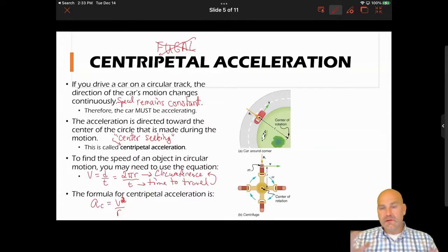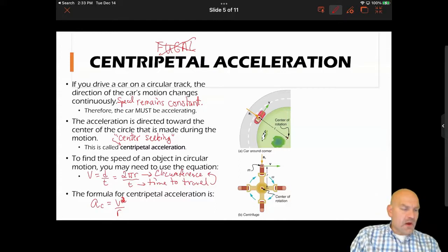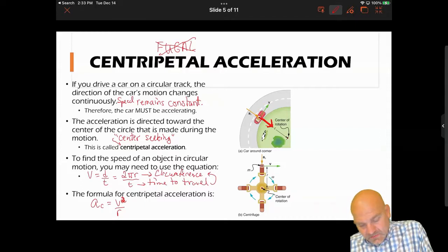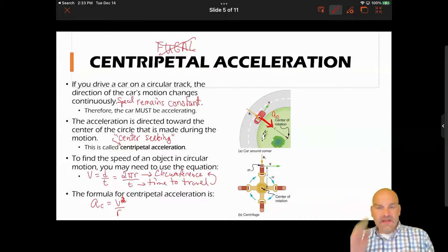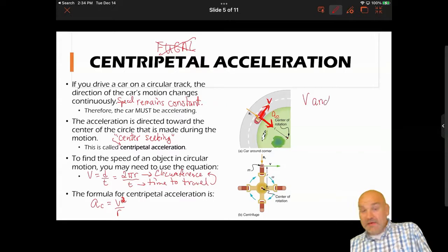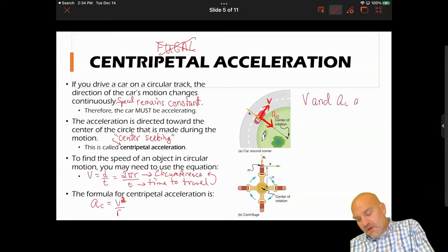Right, and so let's look at some little pictures here. One thing to always note, they put it in yellow, but I always like to attach it to the inside of the circle. So you'll see our a sub c and here's our v. Something to note is that v, the speed that you go around the circle in, and the centripetal acceleration are perpendicular to each other.